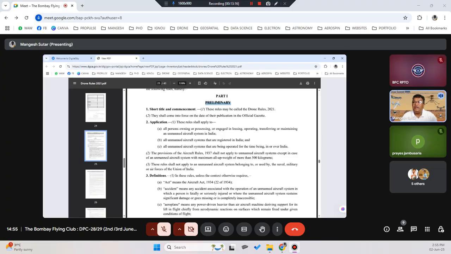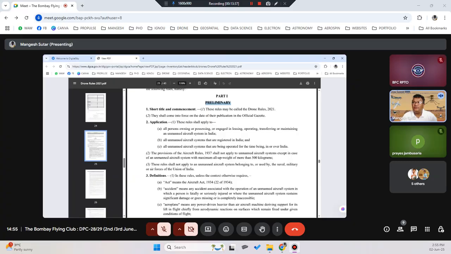A person owning or possessing, engaged in leasing, operating, transferring, or maintaining an unmanned aircraft system in India. An unmanned aircraft system that is required to be registered in India, and all unmanned aircraft systems that are being operated for the time being in and over India.